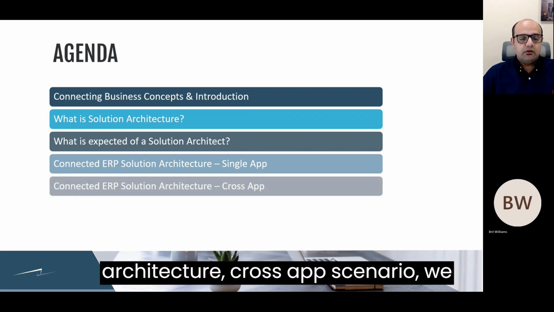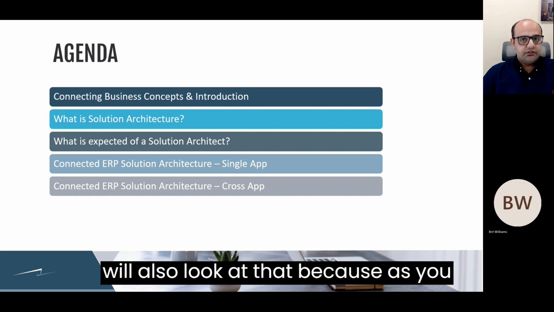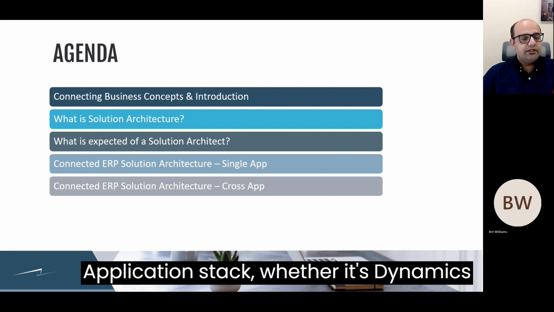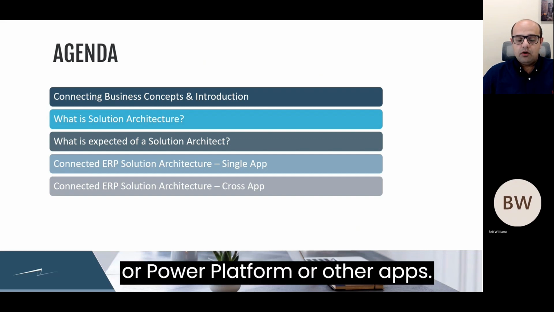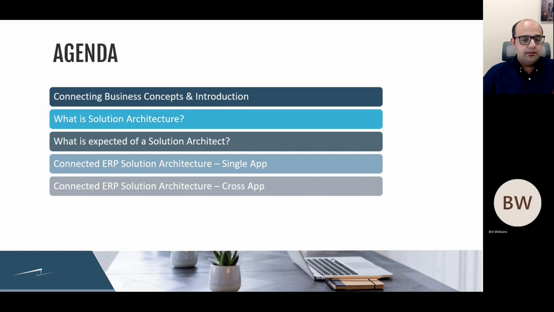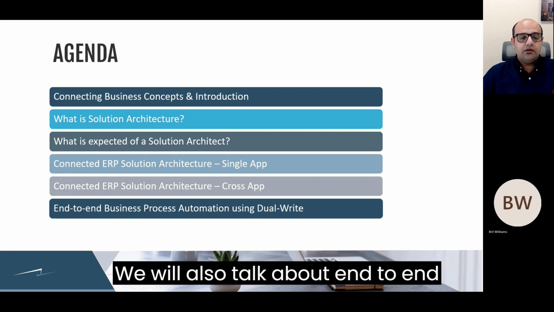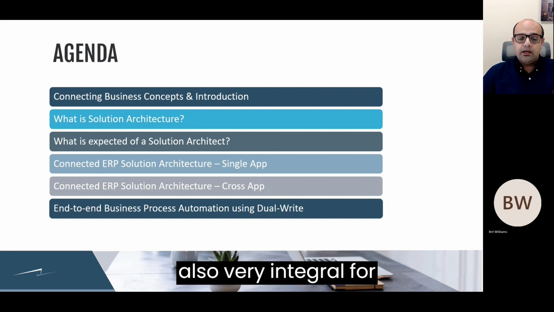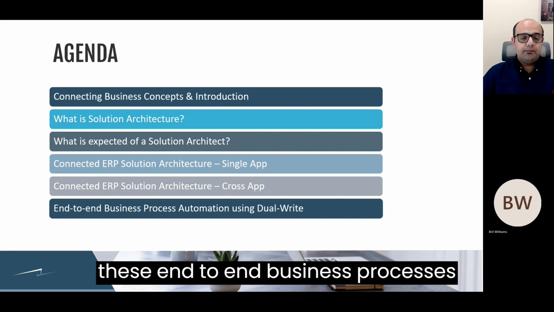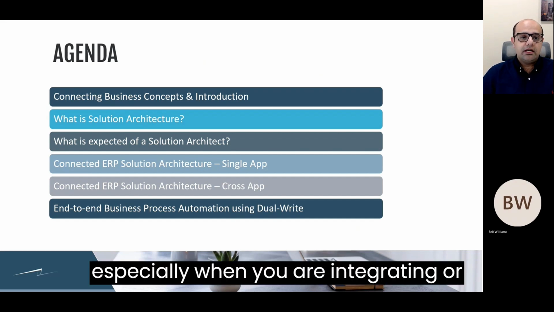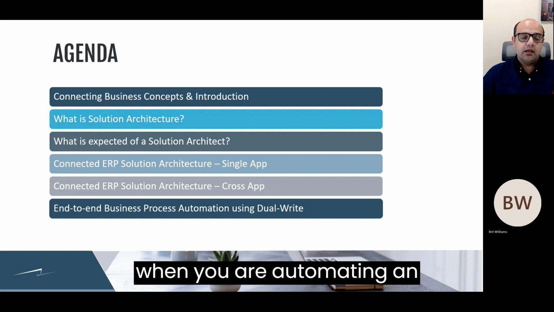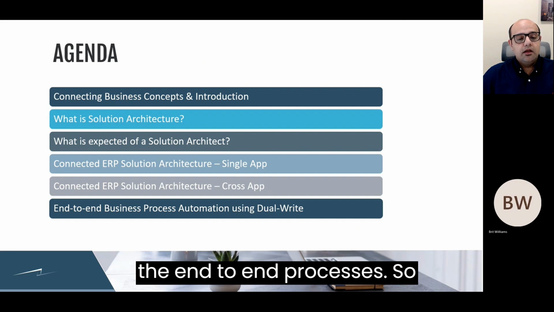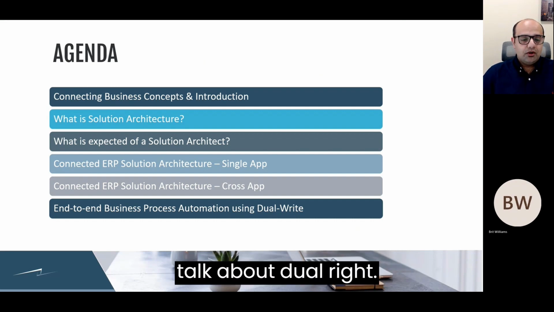Connected ERP solution architecture cross-app scenario. We will also look at that because, as you may know, there are multiple apps available through the Microsoft Business Applications stack, whether it's Dynamics or Power Platform or other apps. We will also talk about end-to-end business process automation using dual write, because that is something very integral for these end-to-end business processes, especially when you are automating an enterprise and connecting the end-to-end processes. So it would be unjust if we don't talk about dual write.